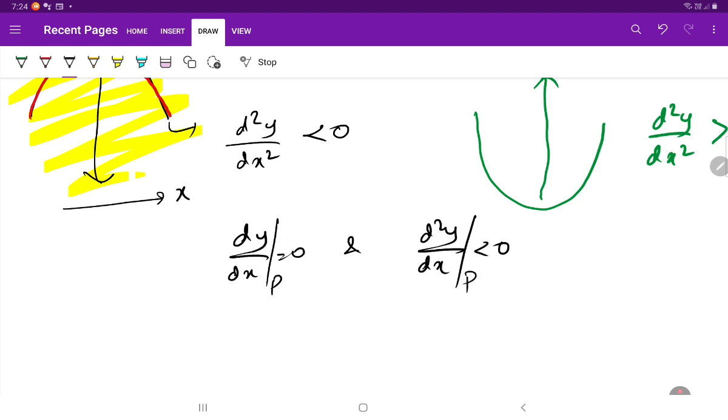Now you may come across a few examples in which d2y by dx2 also tends to 0 as dy by dx tends to 0. We are not talking about those examples currently in this session. You will read about them in mathematics class 12, so not to worry about it.